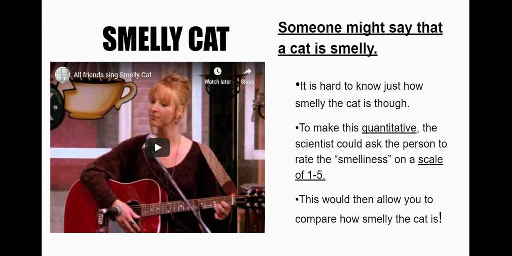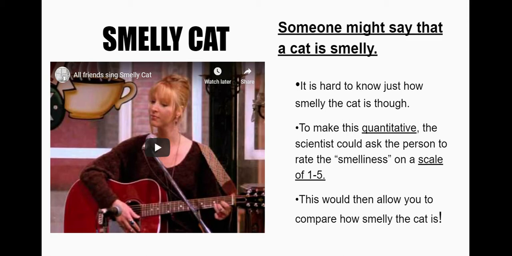Again, this would allow you to compare how smelly the cat is to another cat, right? So let's say Phoebe's cat is super smelly. We rate it a 5 out of 5 on the smelliness scale. And we come across another cat on the street, and that one's pretty smelly as well. Well, how do I know which one's smellier? Again, I'm going to have a set of criteria, and then I'm going to rate it again on the same scale.